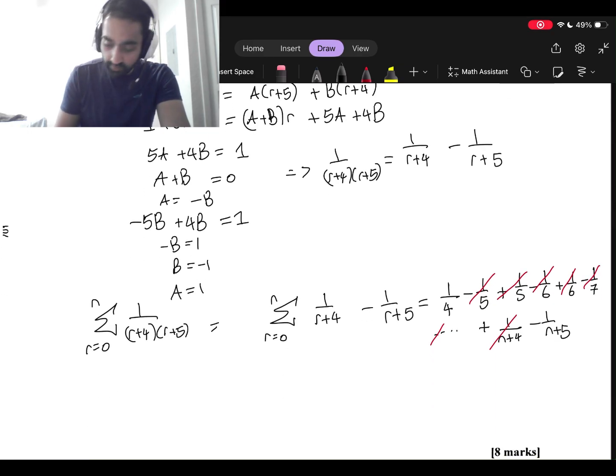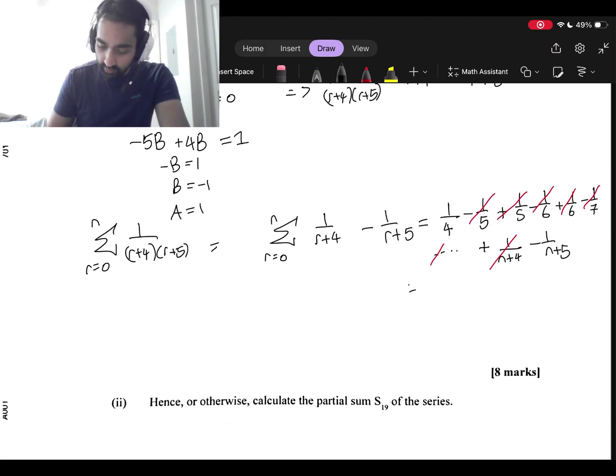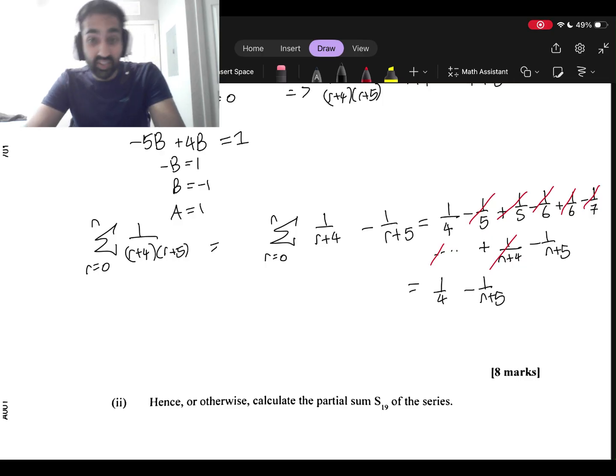And you see that the 1 over 4 is the first term, and the minus 1 over n plus 5 is the last term. So that's all that doesn't get cancelled. So you just put S equal to 1 over 4 minus 1 over n plus 5. So that's how you do this method of differences question. I would say a lot of the time, if they give you the final answer, that's really useful information. It'll help you if you get stuck or you forget what might need to be cancelled. Use the final answer to guide you.